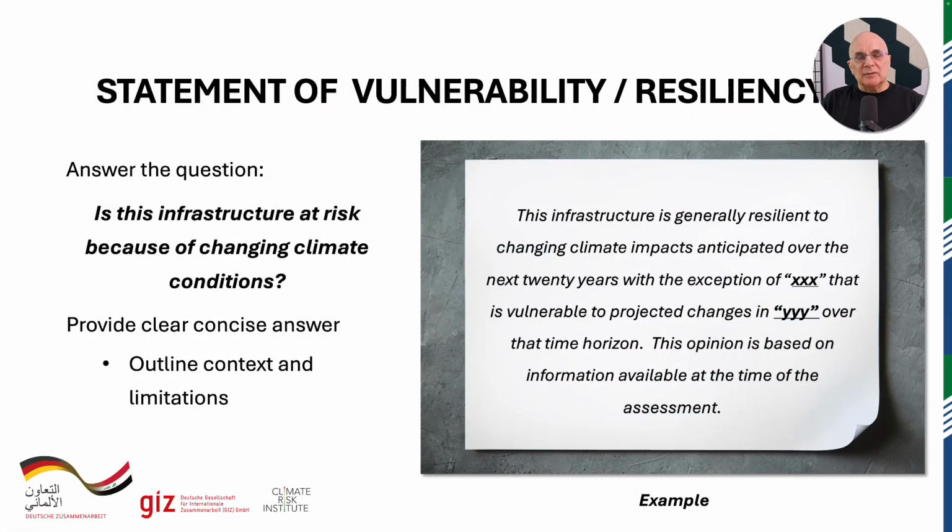We need to provide a statement of vulnerability and resiliency. Answer the question, is this infrastructure at risk because of changing climate conditions? Provide a concise answer and outline the context for any of the limitations we may have encountered. It may take the form of something like the statement here given in the example. This infrastructure is generally resilient to changing climate conditions anticipated over the next 20 years, with the exception of these items that are vulnerable to projected climate changes in Y over that same time horizon. And this opinion is based on information available at the time of this assessment.